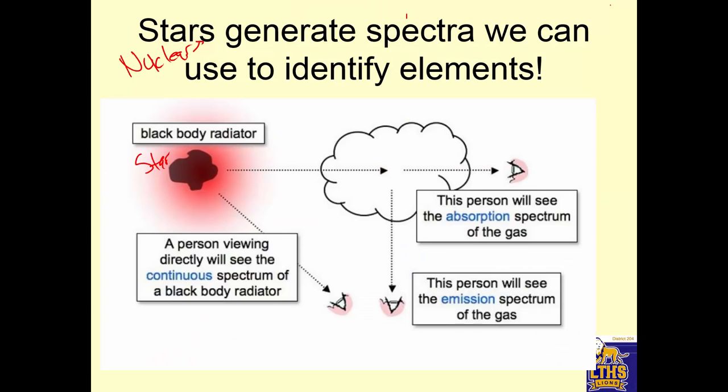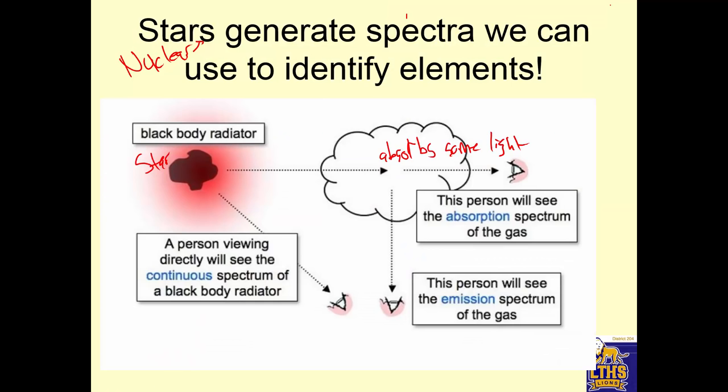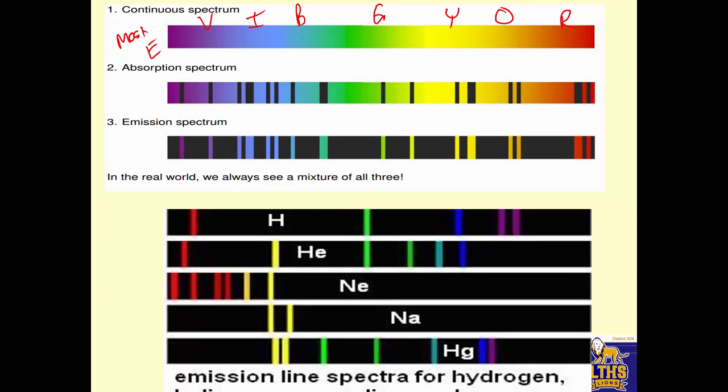So if I hop back here, this person will see an absorption spectrum because this cloud absorbs some light. Which light? Well, it depends on what is there. The cloud absorbs it, and sometimes the cloud emits it back. Isn't it weird how clouds can kind of do both? So in this case, this is the absorption spectrum. This would be the emission spectrum. See how they complement each other?